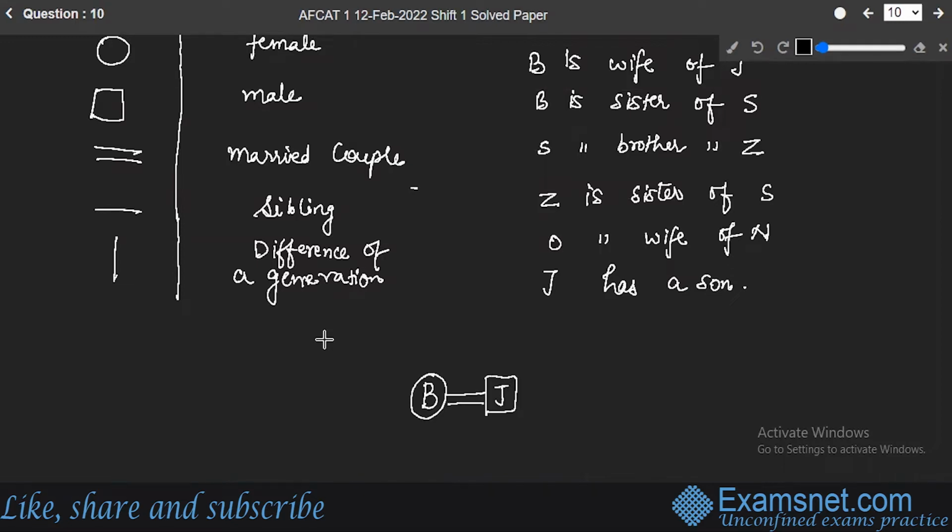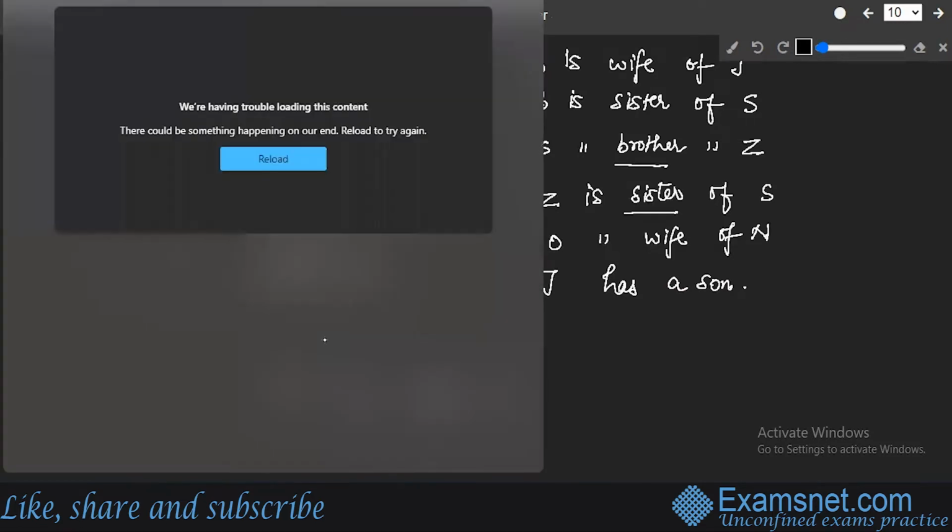Next is B is sister of S. That means they are siblings, right? I don't know whether S is a male or a female. But in the very next line, it's given S is brother of Z. So that means S is a male. I'll put S in a square, right? S is brother of Z, so they are siblings. And over here, I'll put Z. I don't know whether Z is a male or female, so I'll keep it as such. Next line says Z is sister of S. That means Z is a female. I'll put Z in a circle. Okay.